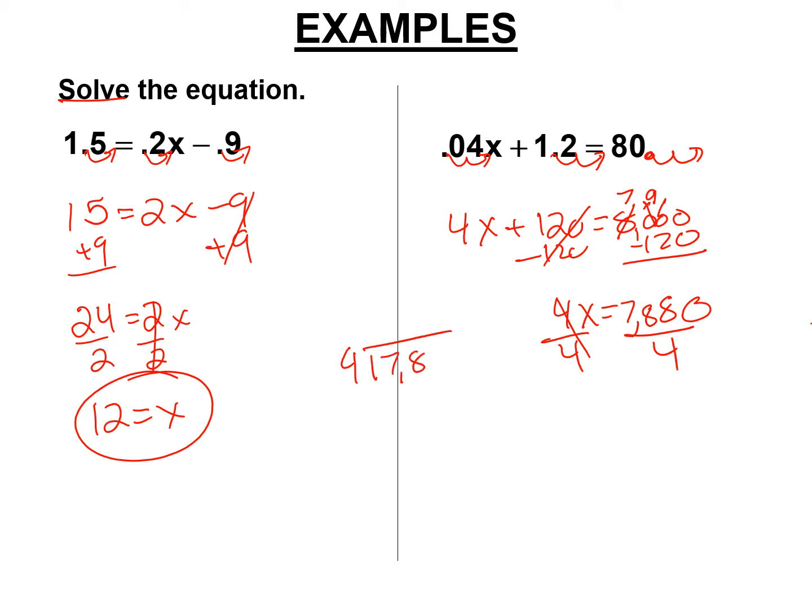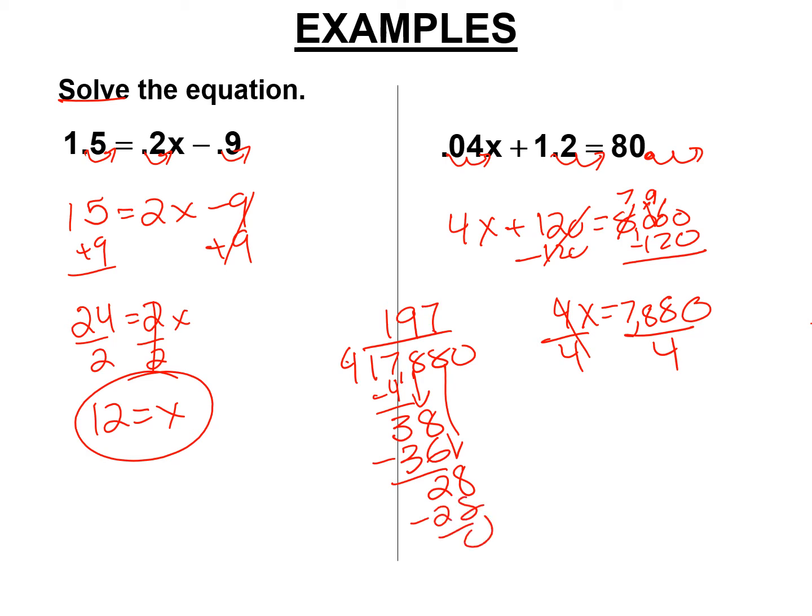4 into 7,880. 4 into 7 is once. Remainder 3. Bring down the 8. 4 into 38, 9. 4 times 9 is 36. Remainder 2. Bring down the 8. 4 into 28, 7 is 28. We're not done though because we have that 0 to bring down. And the answer to this is 1,970.